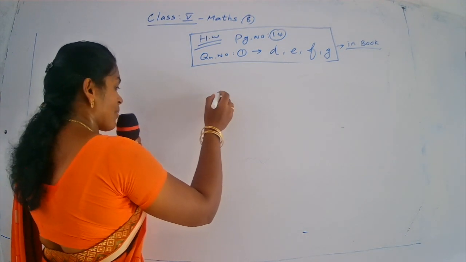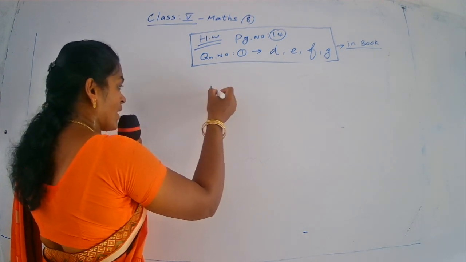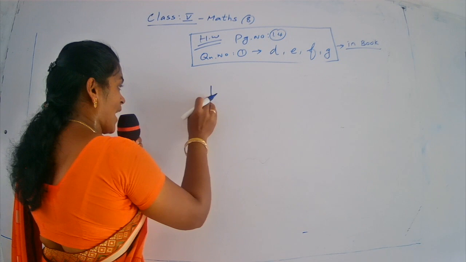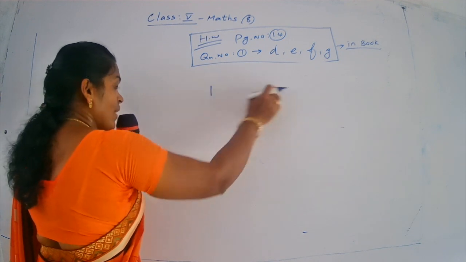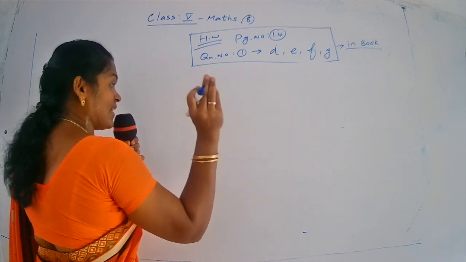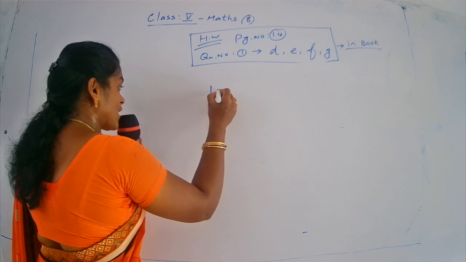Smallest 9-digit number means start from 1. Okay. 1, 9 digits need. Already 1 digit finished. The remaining how many digits are there? 8 digits. So 8 digit you put 0. Okay.